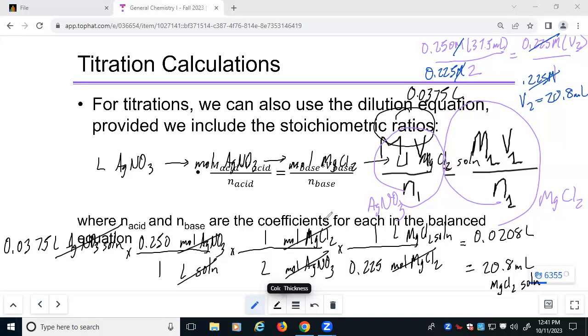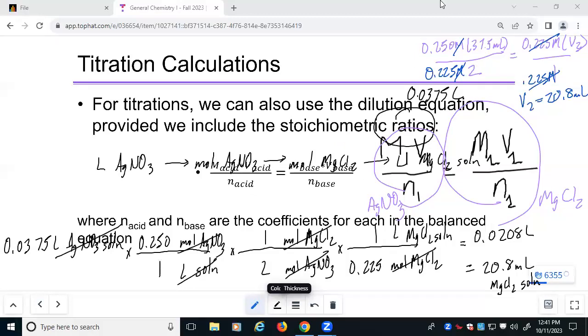So it doesn't have to be just acid-base. It doesn't even have to be a titration. It can just be a matter of, if I dump this solution into this one, how much of each do I need? That makes the process a lot simpler.